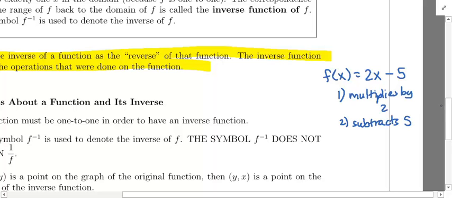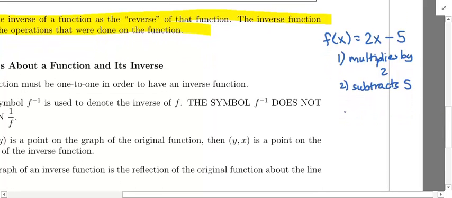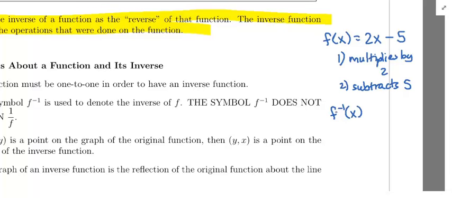So what the inverse function would do, and the inverse function is going to be its own function, the way we denote it is with this notation f inverse. It looks like it's f to the negative 1 power, but that's not what it is. That's just the notation for f inverse. It's going to be its own function, its own formula. It's basically going to undo or reverse everything that the original function does.